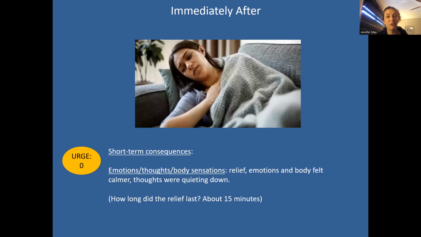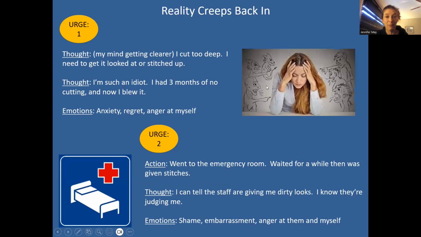It could also decrease over time, sort of like getting high. The initial high might be the greatest high, and after that you're just chasing that initial high and it's not as great as it used to be, and sometimes not even that special at all. Same kind of thing with self-injury. Here she's saying the relief lasted about 15 minutes. So what happens? The reality creeps back in, and now the urge is low, because she just cut.